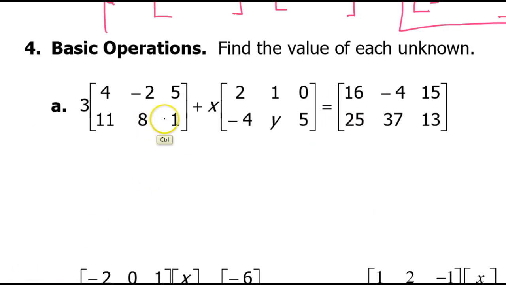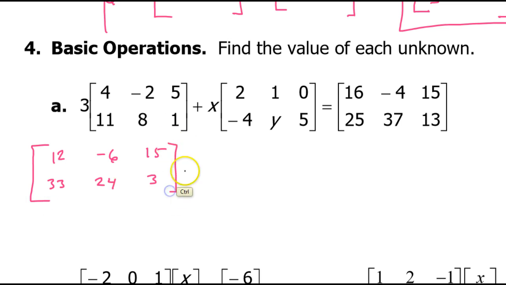For problem number 4, I have this matrix equation, and I'm supposed to find the value of each unknown. Okay, so first of all, let's just go ahead and do this multiplication and see what we have. If I multiplied all these by 3, of course I'm going to have 12 and negative 6 and 15 and 33 and 24 and 3. So there, I multiplied everything by 3, so great. Now that's going to be plus.